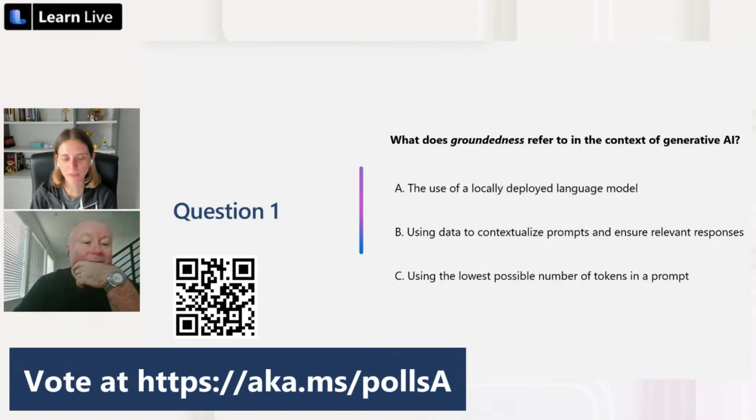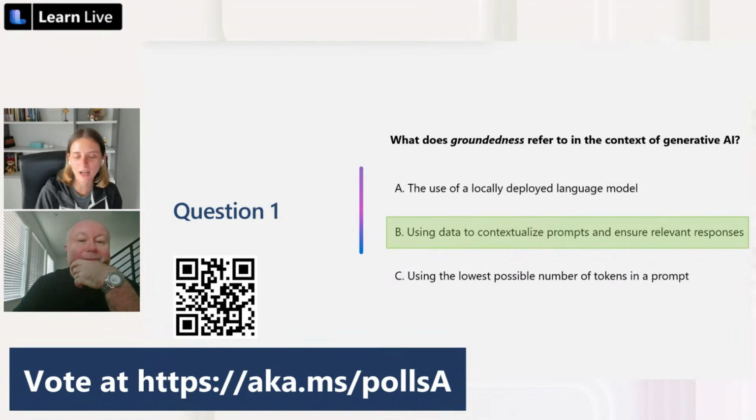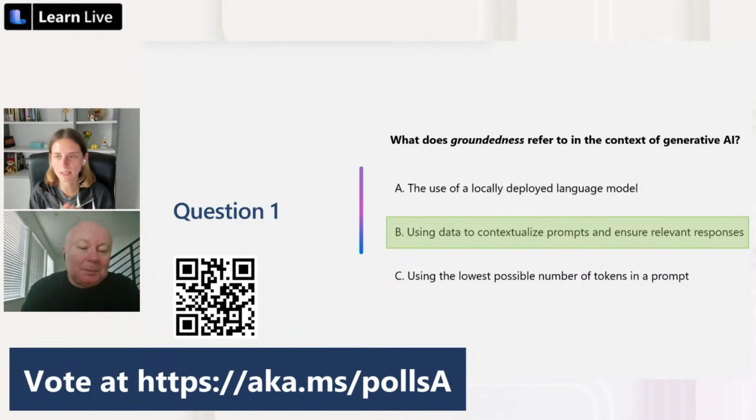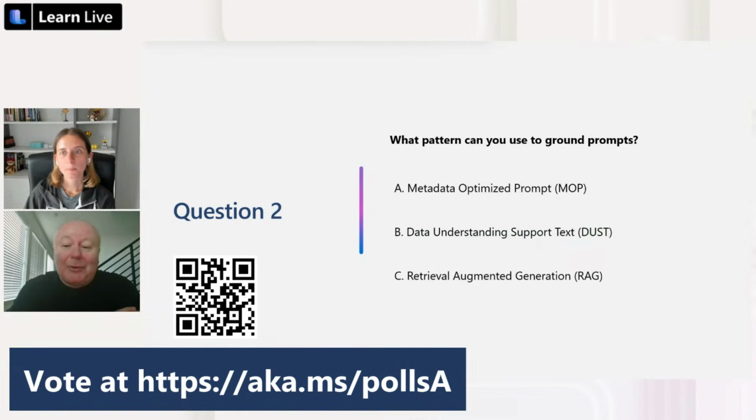So let me reveal the right one. And congratulations to everyone who answered correctly. So the answer is B, as Graham just suggested. Groundedness refers to using data to contextualize prompts and ensure relevant responses. So we have talked about grounding the responses of our Copilot. That's what we are talking about. And it's not electricity related, as somebody is suggesting. Yeah, we're not grounding the server.